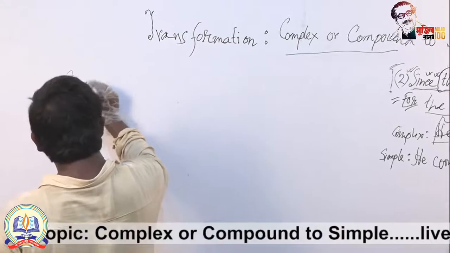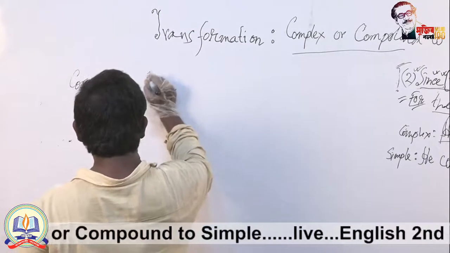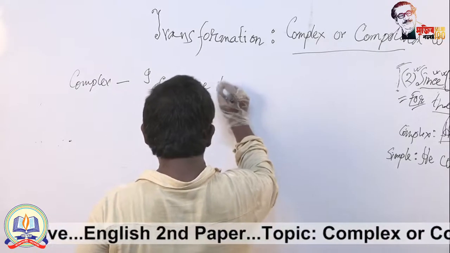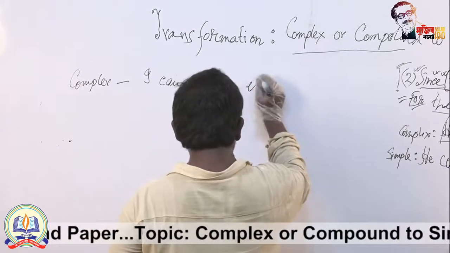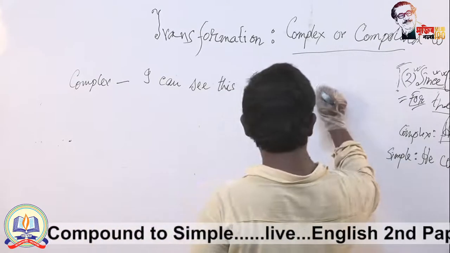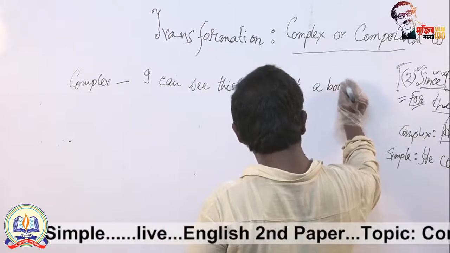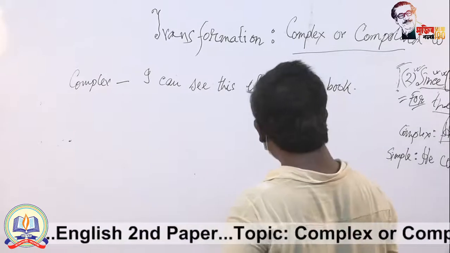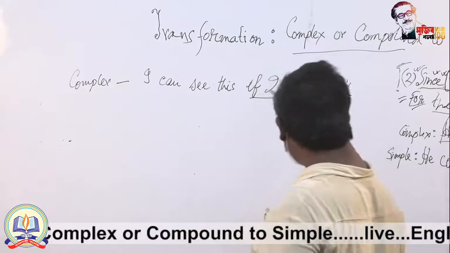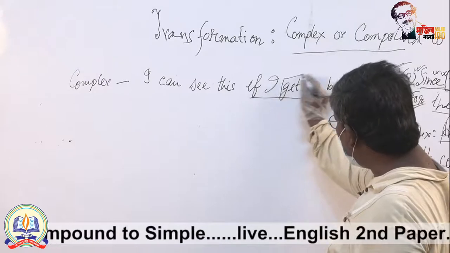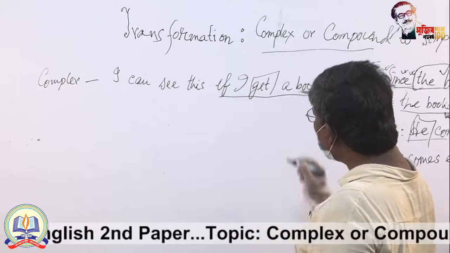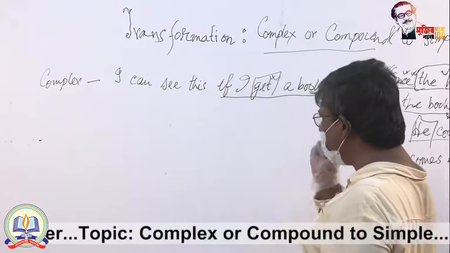Complex: I can see this if I get a book. Look, the subordinate clause of this sentence is if I get a book. So, we will transform the finite verb of the subordinate clause, get, into a non-finite one. That is, we will make the verb of this sentence a present participle.